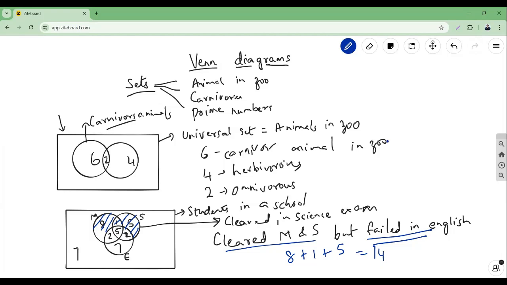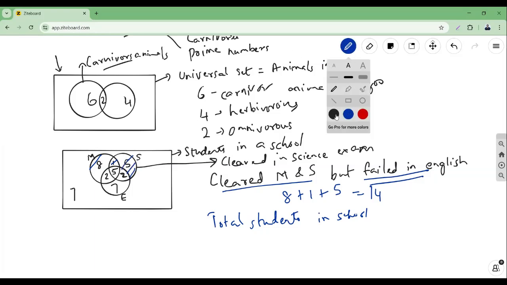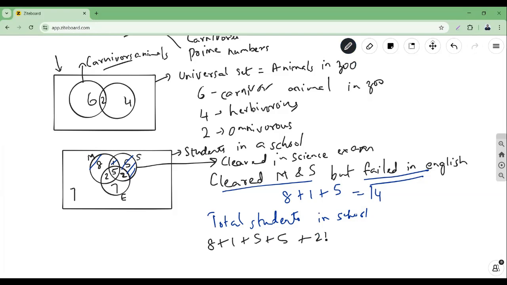Now, if I ask a different question, like how many students, total students in the school? Okay, total students in the school. Now, these people, inside the circle, are the people who appear for the exam. Only when they appear, you can pass or fail, isn't it? There are some people who did not appear also for the exam, right? Those people also you will have to count. That means not only adding the 8 plus 1 plus 5 plus 5 plus 2 plus 2 plus 7, and the outside 7 also you will have to add, right?